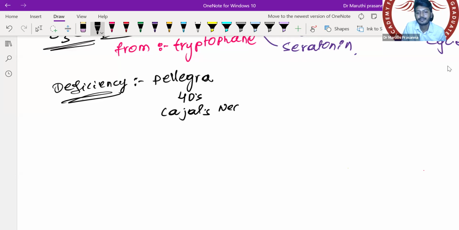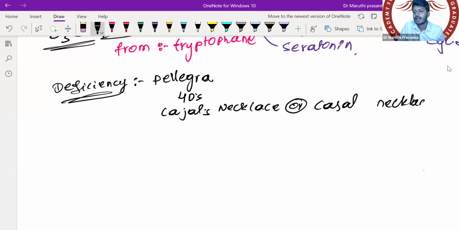Cajal's necklace, also called Casal necklace. Same thing, Casal necklace also they pronounce it. Casal necklace or Cajal necklace appearance is seen in the neck. So please be careful with vitamin B3.